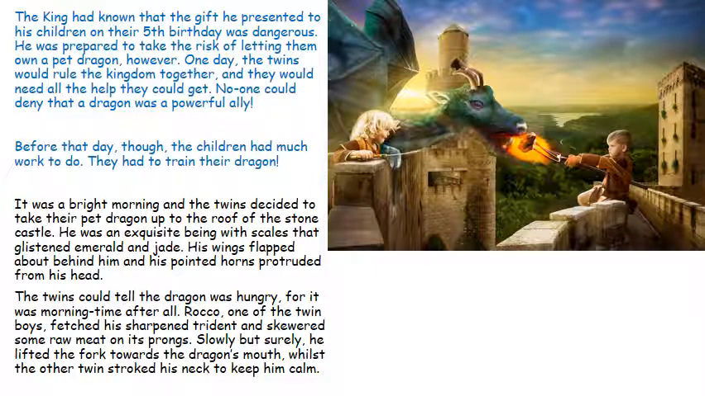Now I'm going to move on to why the twins are up there and feeding the dragon. The twins could tell the dragon was hungry, for it was morning time after all. Rocco, one of the twin boys, fetched his sharpened trident and skewered some raw meat onto its prongs. Slowly but surely, he lifted the fork towards the dragon's mouth, whilst the other twin stroked his neck to keep him calm. So again, I'm still describing what I can see in that picture, but rather than focusing on the dragon, I'm now focusing on the boys and what they're doing.